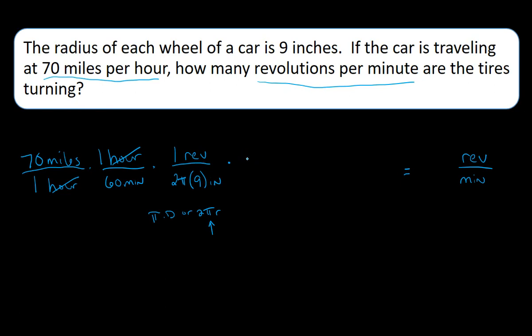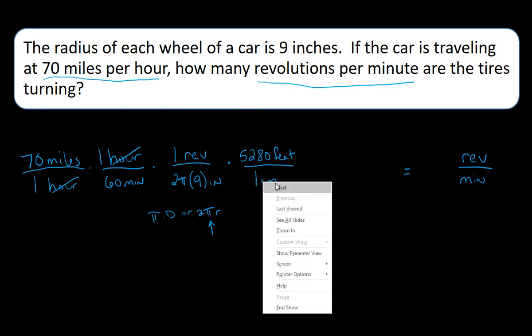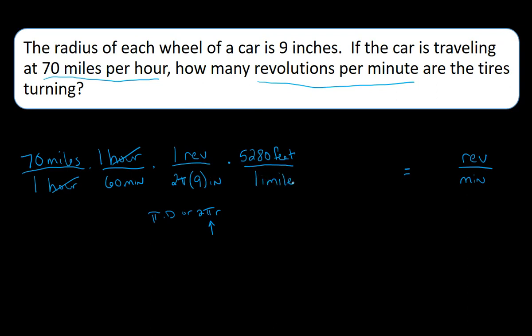All right, so we know that there are 5,280 feet per 1 mile. All right, so I know that mile is going to cancel, but now I still have feet and inches. All right, well, we know that there are 12 inches per 1 foot. And again, I put the 1 foot on the bottom so that these cancel and then inches cancel. Now, as you can see, what we're left with is the units that we wanted. We wanted revolutions per minute.